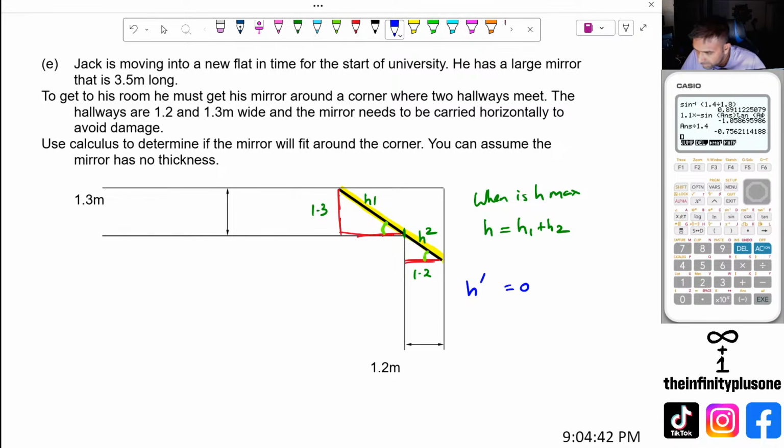Can H1 be 3.5? No, it cannot be, because we don't know what the maximum distance for that yellow part is. We can't assume that it's going to be 3.5 exactly. What we are trying to find is the maximum distance for the yellow part. Then we can see whether 3.5 will fit in there or not.